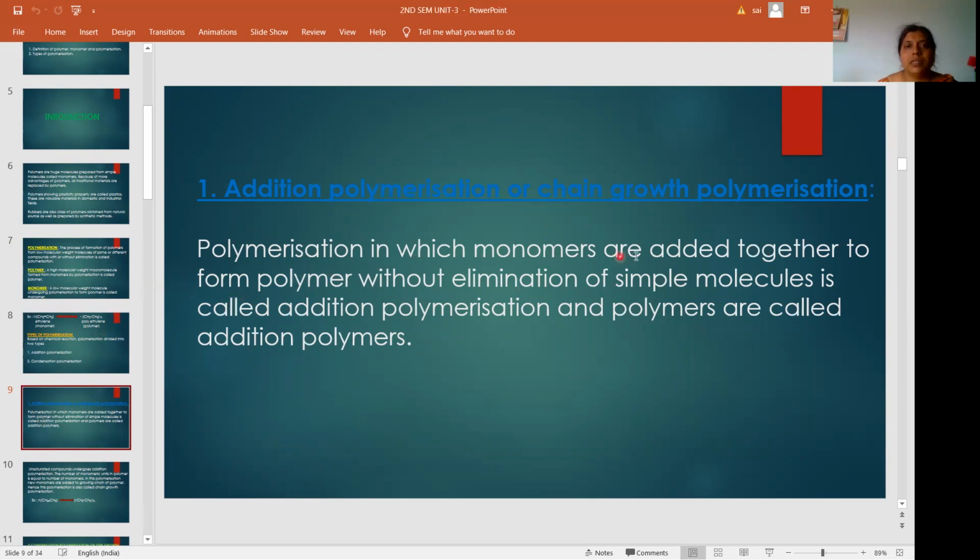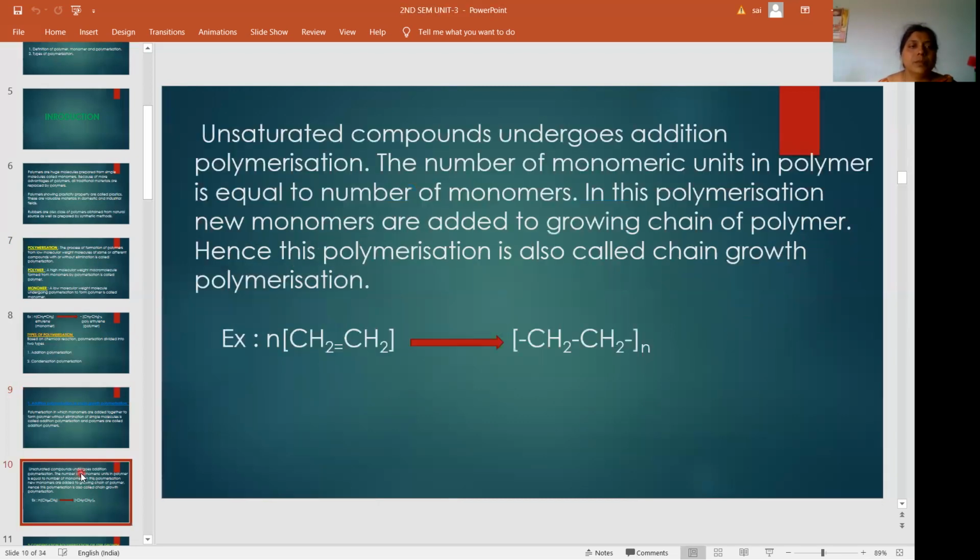Polymerization in which monomers are added together to form polymer without elimination of simple molecules is called addition polymerization, and these polymers are called addition polymers. That means when monomers are added, there is no elimination of molecules. In this polymerization, only unsaturated compounds are involved, and whatever monomers are involved will be absorbed in the polymer.